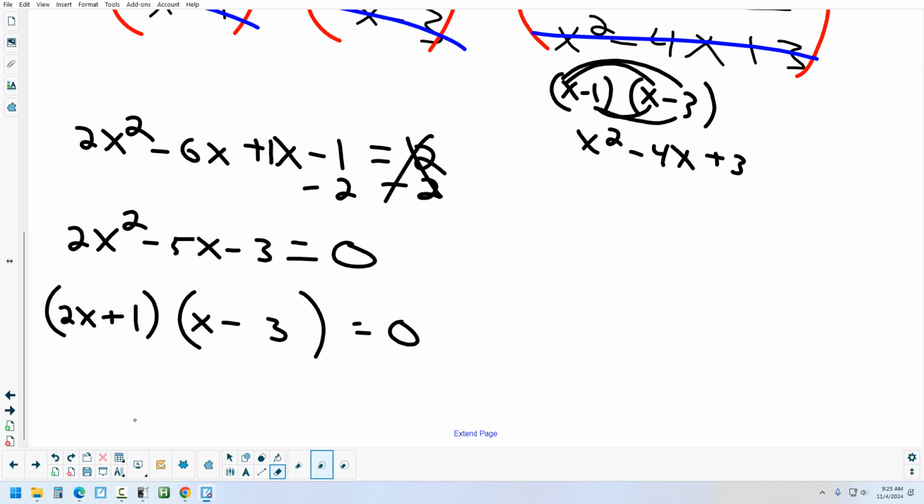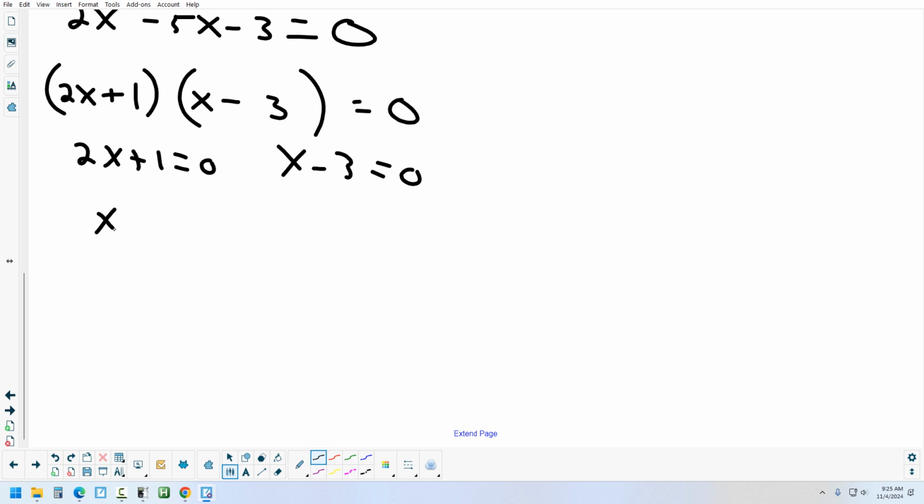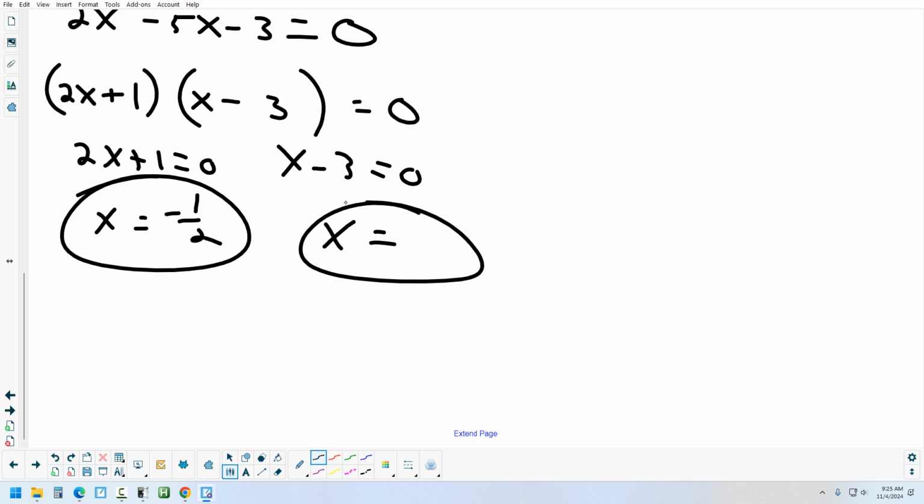Now, what do we do with each one of those factors? Set them to 0. Okay. When you solve the first one, minus 1 and divide by 2. And solve the second one. What do you get there? 3.